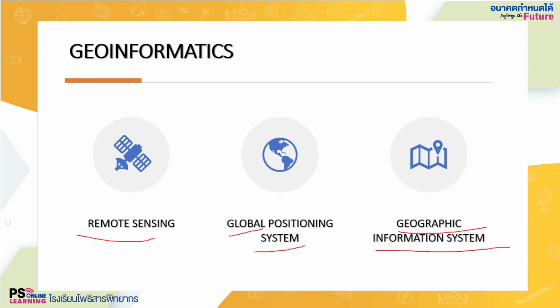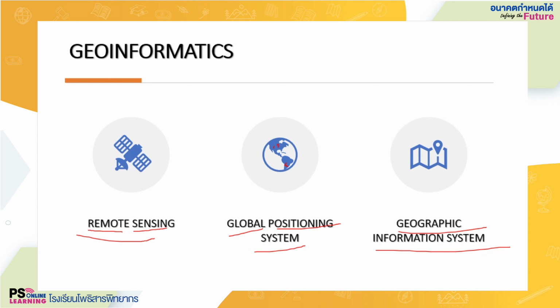So let's start with number one, remote sensing. Remote means from far away. Sensing means to sense or acknowledge. So remote sensing means you are able to feel, to learn about whatever you are trying to without touching it. Next is the global positioning system. The global positioning system is the system that locates positions on Earth's surface. And the geographic information system is the system that manages the geographic information.